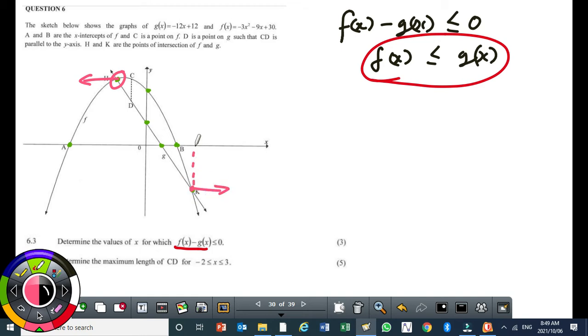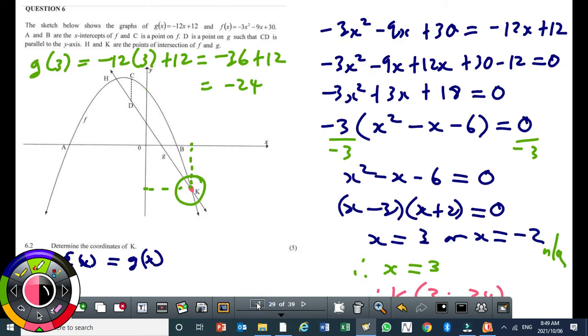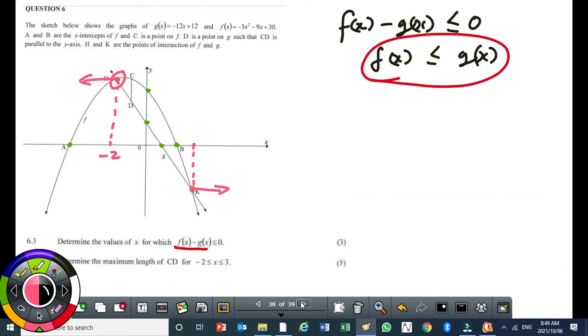So we need to know that x value. The good thing is we found it. Also, we found the x value here, the one that we rejected for the coordinates of k, which was negative 2. And here we got x equals negative 2, x equals 3. Here x is equal to 3. So getting the x values at the points of intersection is going to be very important for you to be able to answer 6.3, because there is a connection.